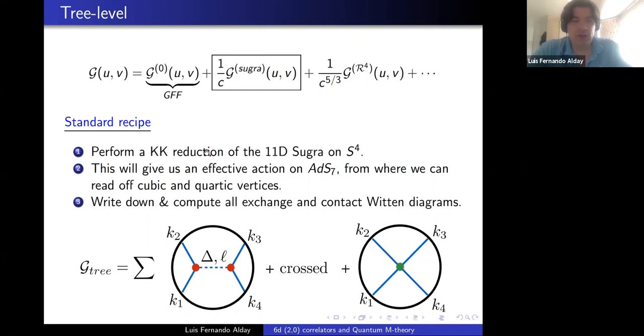So first, you perform a Kaluza-Klein reduction of 11-dimensional supergravity on S4. And this gives you an effective action on AdS7 from where you can read off the cubic and quartic vertices. Once we have the cubic and quartic vertices, we can write down all the exchange and contact Witten diagrams that contribute for a given k1, k2, k3, k4, and then we just need to compute these exchange and contact Witten diagrams. And that's it, and we can go home.